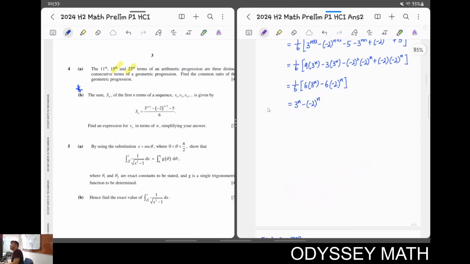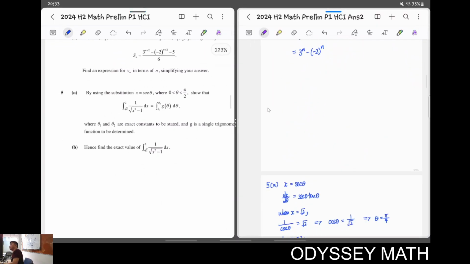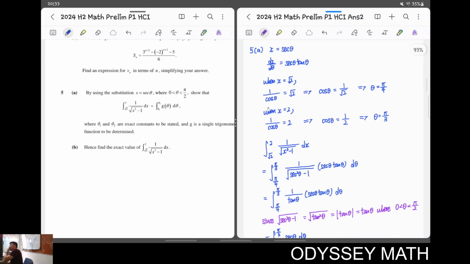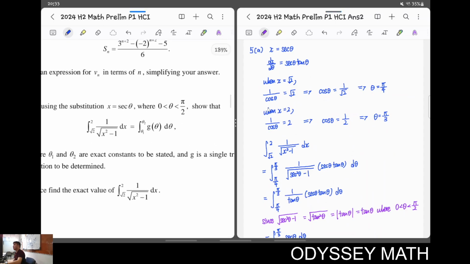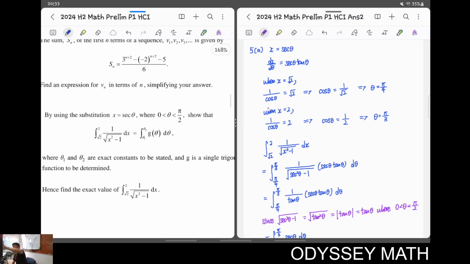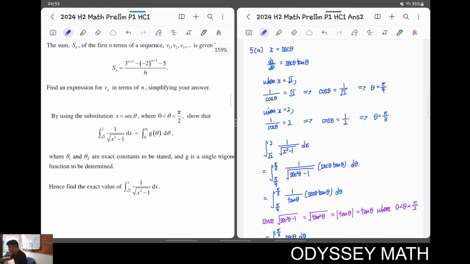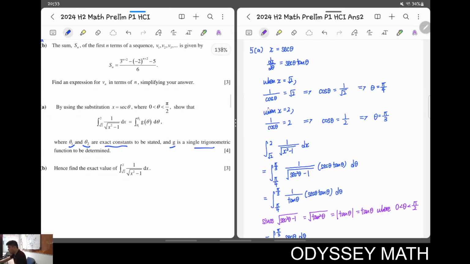Let's move on to question number 5a. 5a is quite straightforward. By using the substitution x equals secant theta, where theta is bounded between 0 and pi over 2, show that the definite integral from square root 2 to 2 of 1 over x square root of x squared minus 1 dx is equal to the definite integral from theta 1 to theta 2 of g theta d theta. So you need to get theta 1 and theta 2 exactly, and g is just a single trigonometric function in terms of theta to be determined.